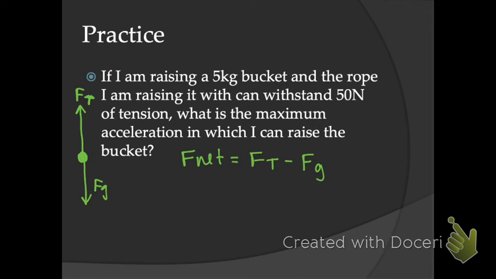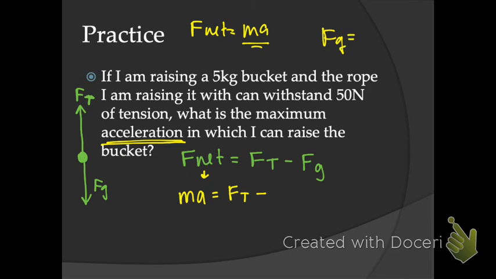All right, so let's look at this. I am solving for acceleration. So we have to do a lot of substitution in these problems. What's the other way that I can solve for the net force? F net equals ma. So I'm going to substitute this in right here. Instead of F net, I'm going to write it as mass times acceleration equals the tension force minus, what can I substitute in for Fg? What's the equation for Fg? Mass times gravity, or mass times 9.8.